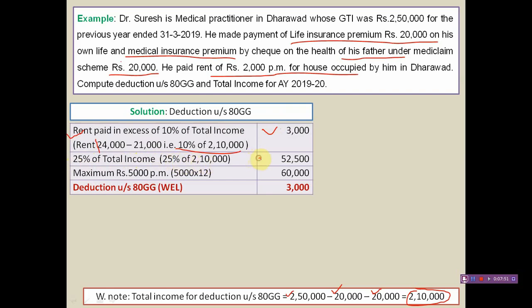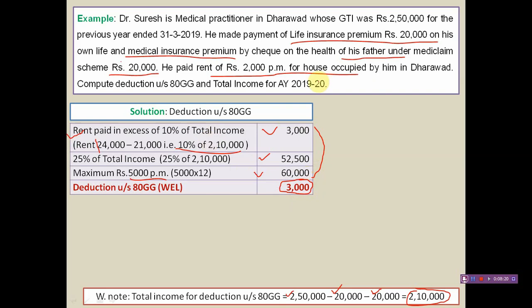25% of this is 52,500, and the next is the maximum amount, that is rupees 5,000 per month. For 12 months it is 60,000. So the least, or the minimum, of these three is allowed as a deduction under section 80GG, that is rupees 3,000. So this is the calculation of the deduction amount under section 80GG.